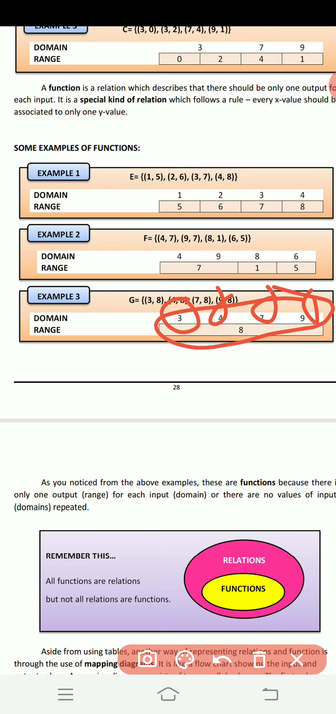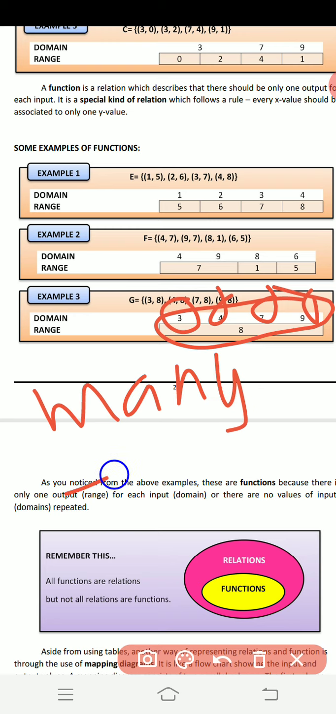Okay, this is an example. Many to 1 pa rin siya. Kasi we have many values of x at isa lang yung value ng y, which is 8. Many to 1 pa rin siya. Okay?